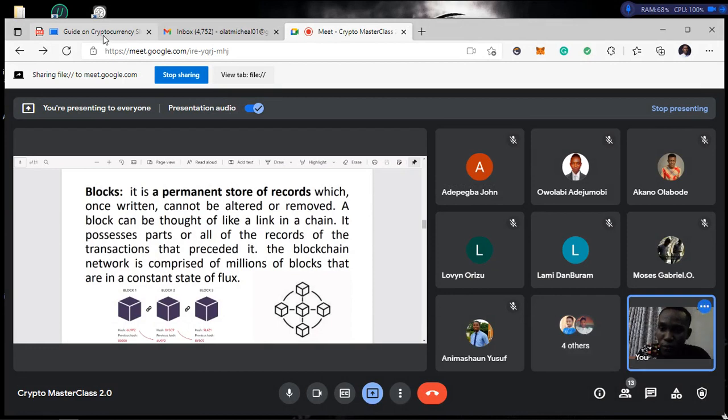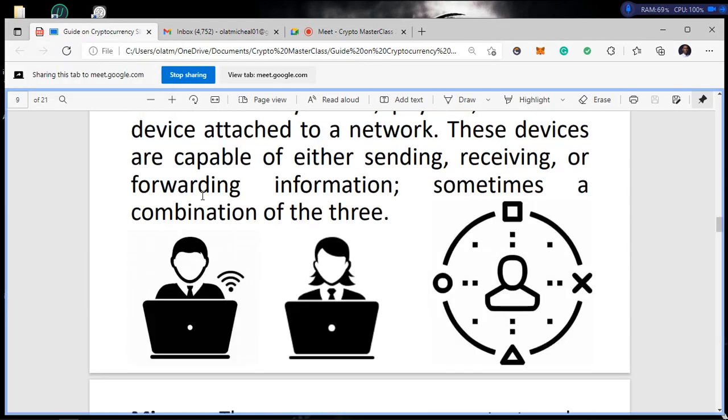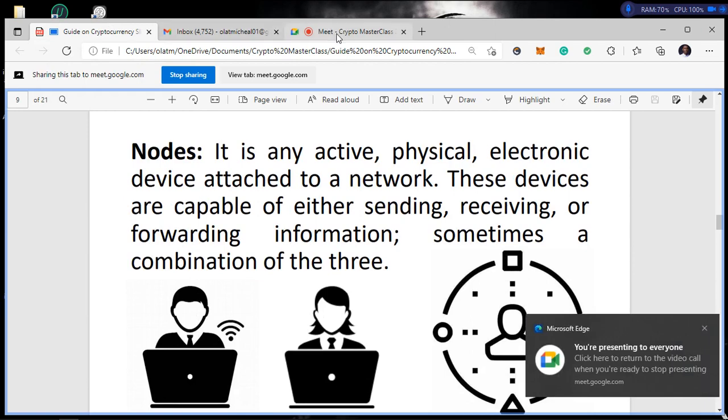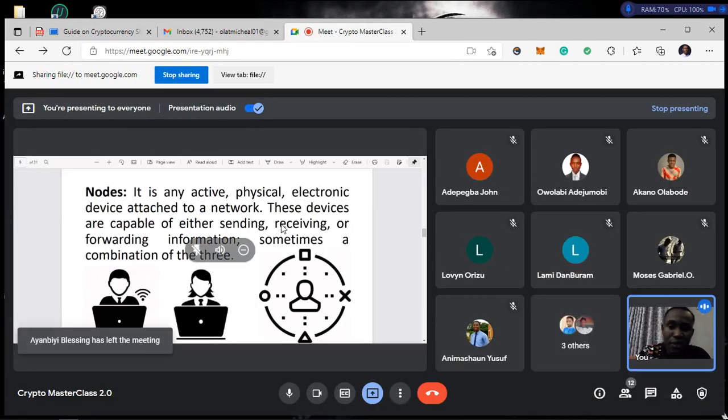So we continue in our next one, which is nodes. Now we said it is any active physical electronic device attached to a network. Now these devices are capable of either sending, receiving or forwarding information, sometimes a combination of the three. So that's a node. Now, nodes are the actual participants of the blockchain. Now what do I mean by actual participants? They are devices that are attached to the network. Just like we have the internet now, each user, like you and I, we are connected to the internet, right?